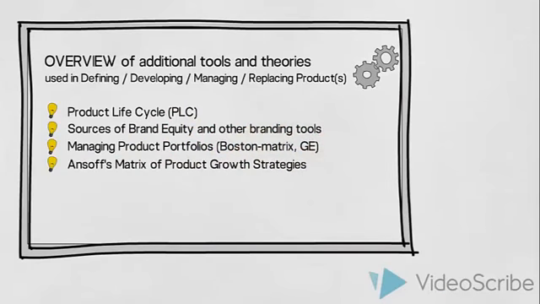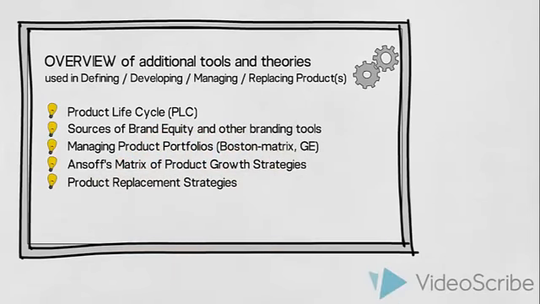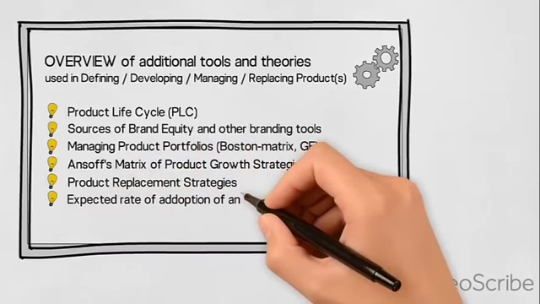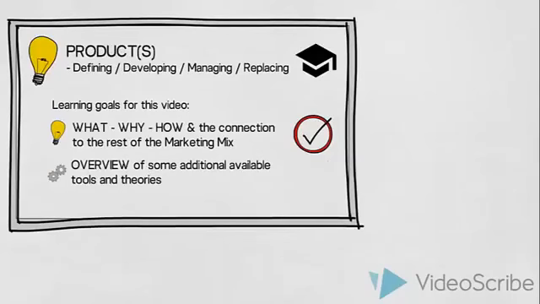When considering how to facilitate growth, we can use Ansoff's product growth matrix. When talking about replacing existing products, we would benefit from looking at some different product replacement strategies. And finally, if we're developing or introducing a new product, an innovation, we should look at how some different characteristics of our innovation will affect how quickly we can expect it to be adopted by the market.